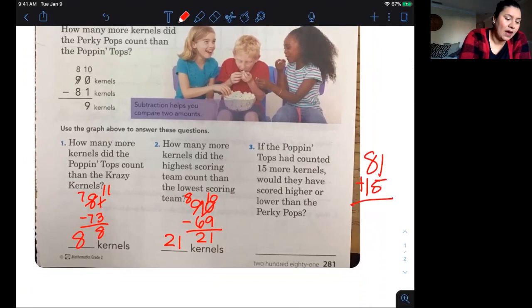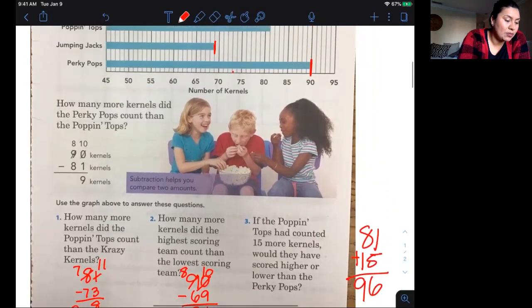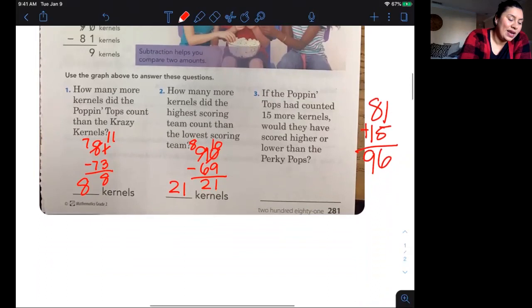So let's see. 5 plus 1 is 6. 8 plus 1 is 9. So 96. Would 96 be more than 90? Yes, it would. So you should write that addition problem because remember, we always show our work in math. And then your answer is going to be, let's see, how would they have scored?